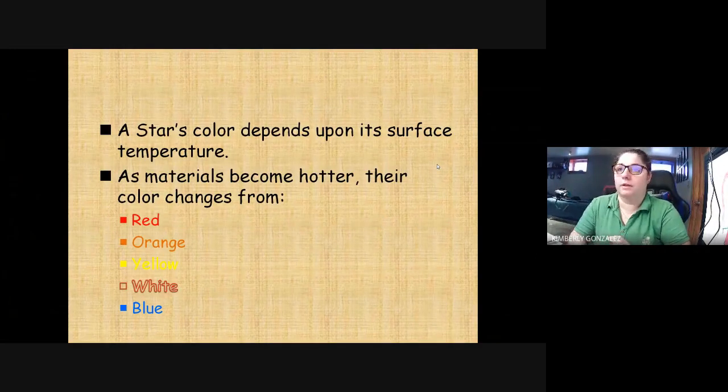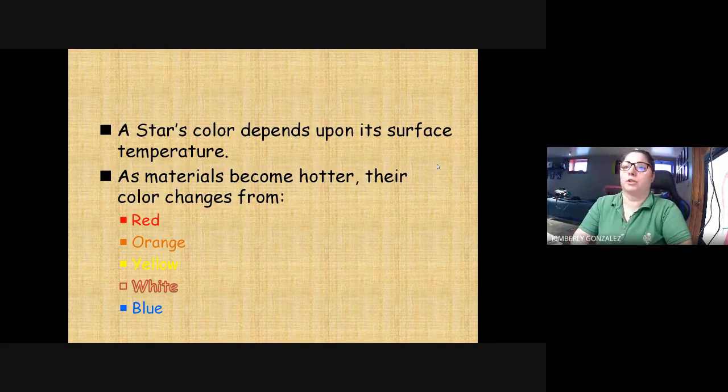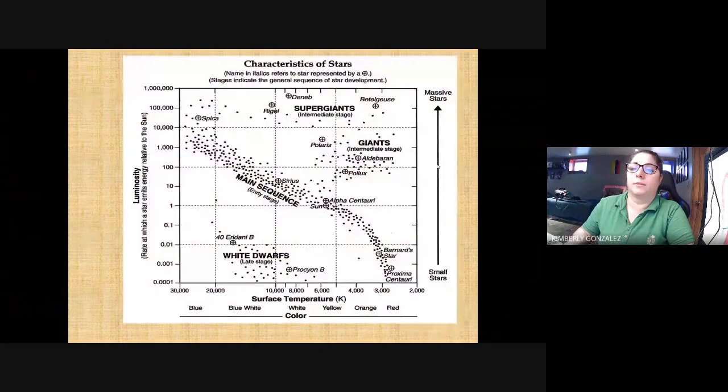So a star's color is going to depend upon the surface temperature, okay? As they get hotter, they go from red all the way down to blue. When you are looking at this chart, something to keep in mind: the hottest temperature is not all the way to the right. The hottest temperature is all the way to the left. Okay, so keep that in mind.